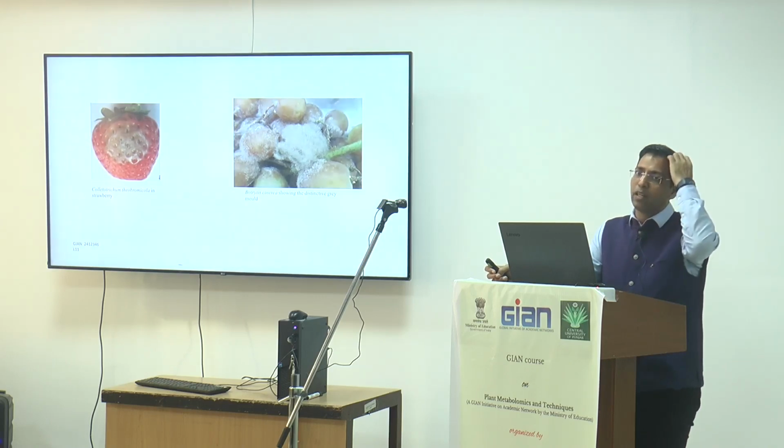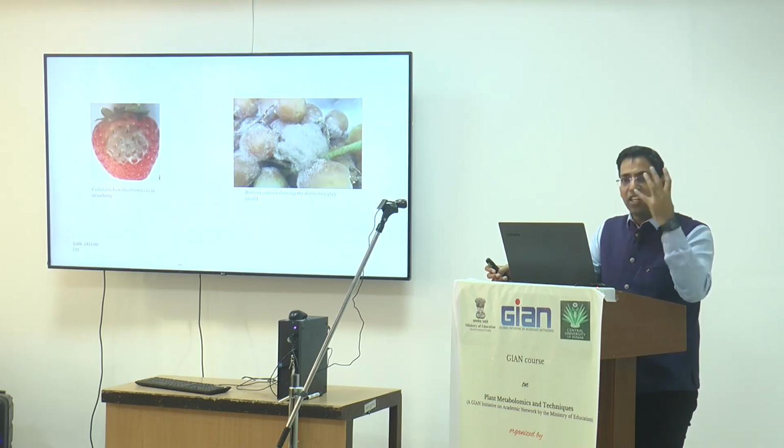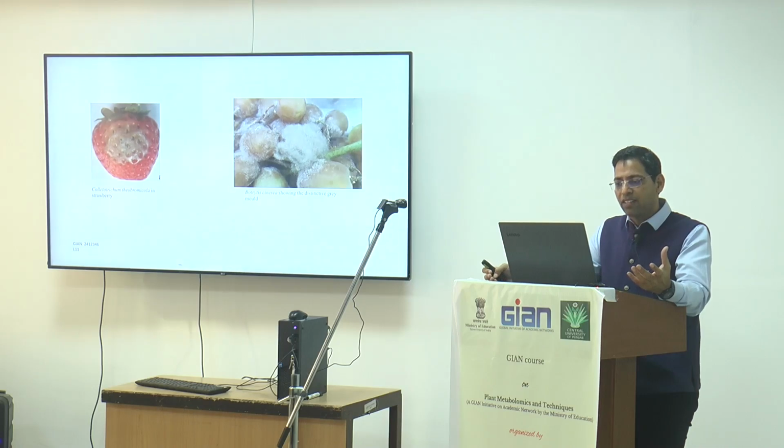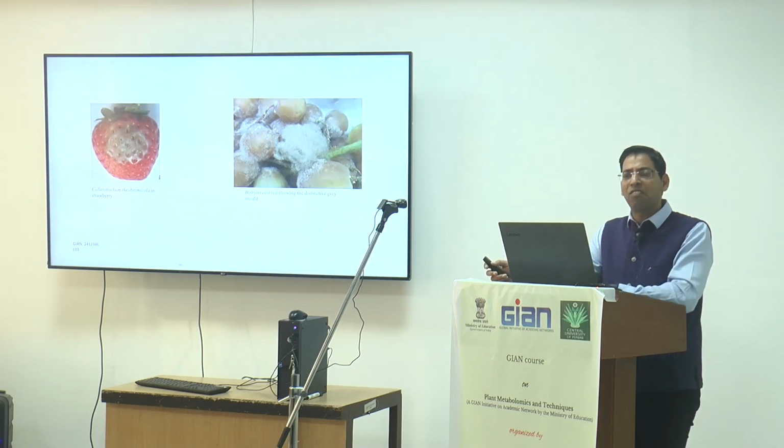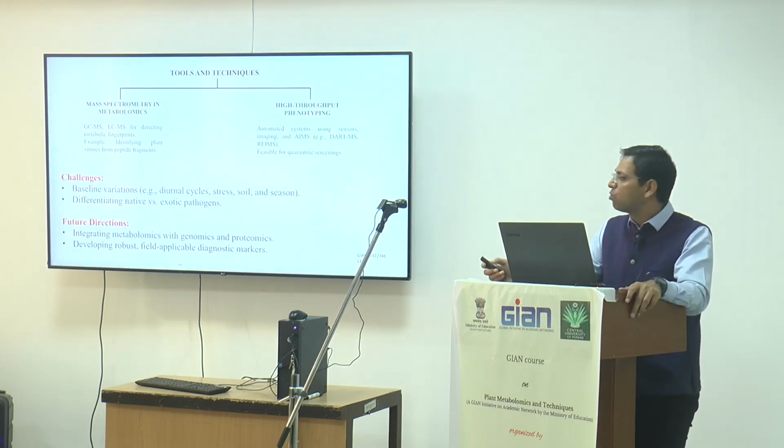Both of these fungi are the same, but you can find they are giving different types of symptoms here. The first one is in the strawberry, and the second one is the grey mold actually. So on the basis of that, it means they have a different type of defense mechanism, and that's why we have to use metabolomics for this type of work.